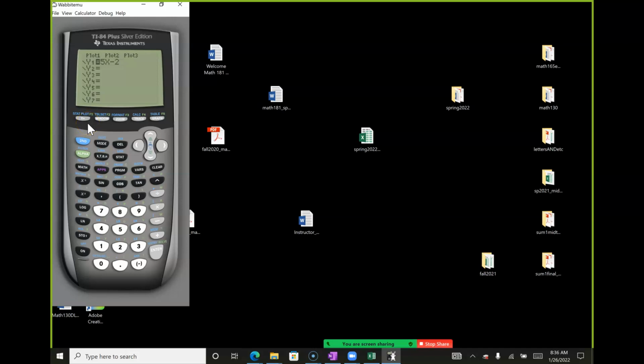So I got my function in, and then I want to go to second table set. So I hit the second button and the window button, the table set button, and I want to change my independent to ask. So I'm going to be the one putting in the values, and you already know what values I'm putting in: 2.9, 2.99, 2.999. Everybody with me here on the calculator? Nice. So now I go second table, and you can see I've created an XY table that's blank. And I'm just simply going to put in those numbers.